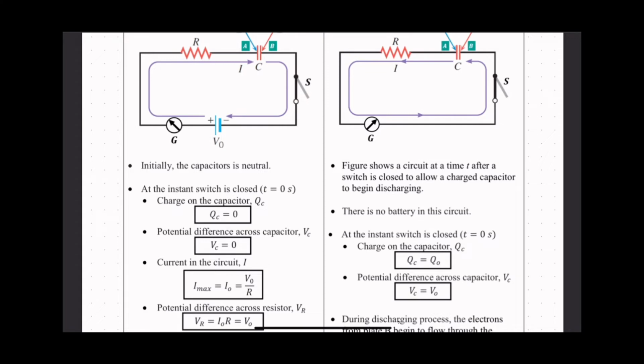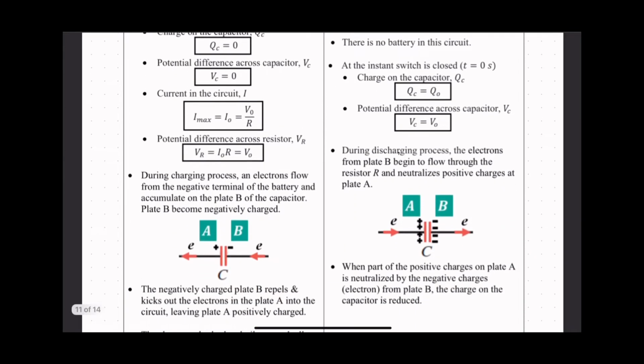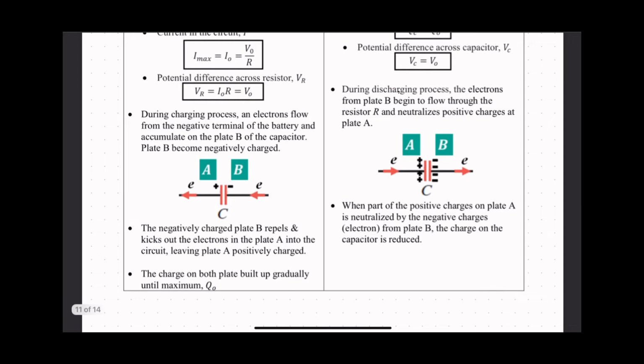So current baru just flow. So nothing happen inside the capacitor. Belum apa-apa berlaku. Okay, so next apa yang berlaku bila current tu dah start to flow inside the capacitor. Okay, so dia akan berlaku charging process. Okay, in charging process, an electron flow from the negative terminal of the battery and accumulate on the plate B of the capacitor, so plate B become more negative. Okay, ataupun jadi negative charge lah.